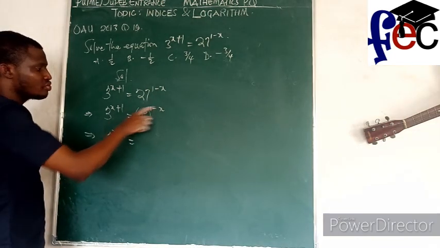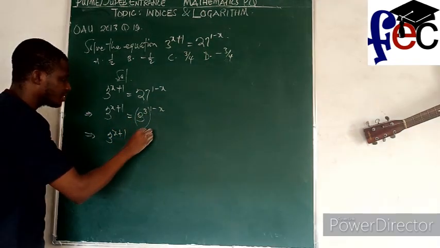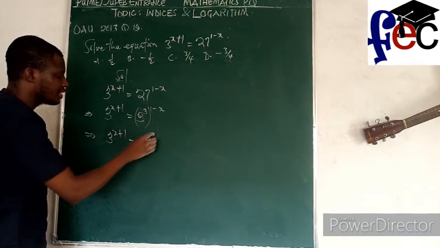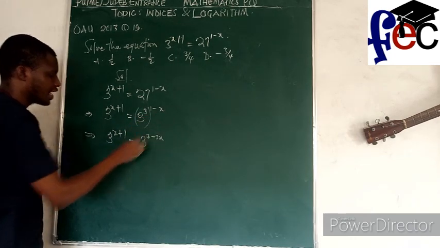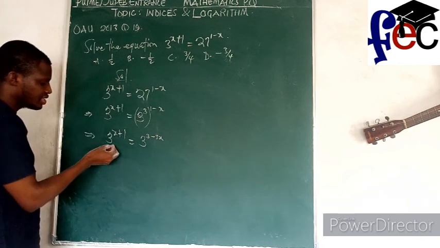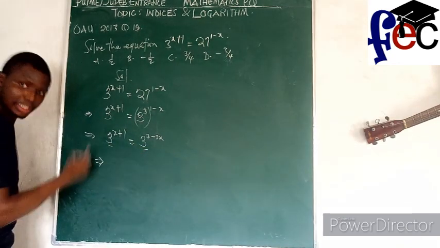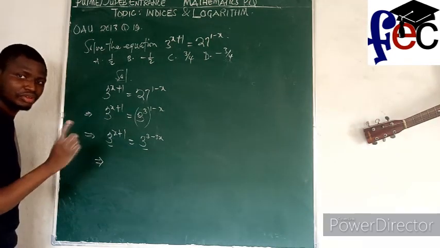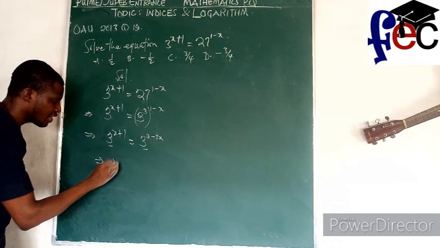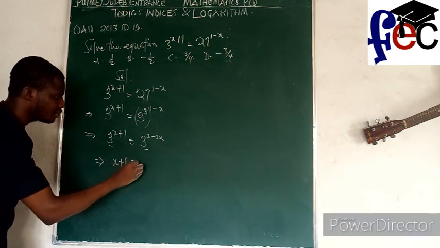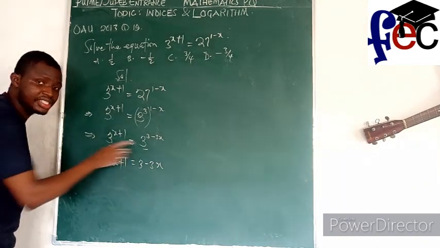So what do I do? The two powers will multiply. So I have 3 raised to power 3 times 1, which is 3, then 3 times minus x is minus 3x. So we have this. Here, you notice that the bases are the same. I can infer or imply that the powers will be the same. Don't forget, it is not 3 cancel 3. So I'm going to have x plus 1 is equal to 3 minus 3x. The simple reason is because the bases are the same.